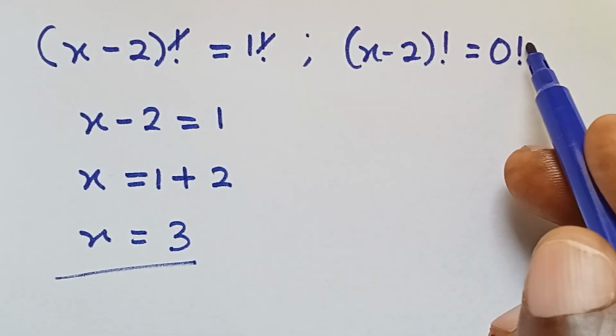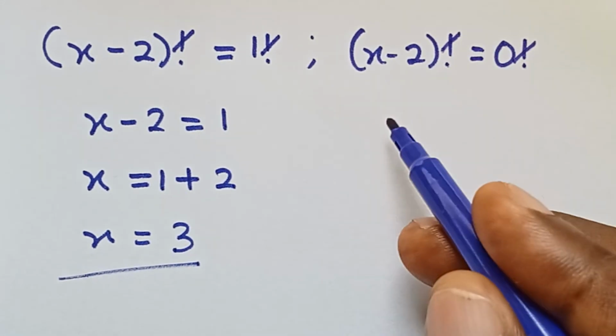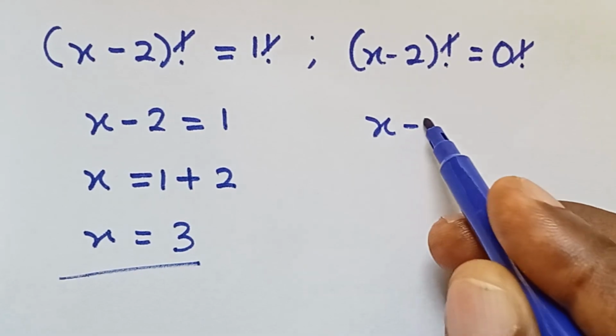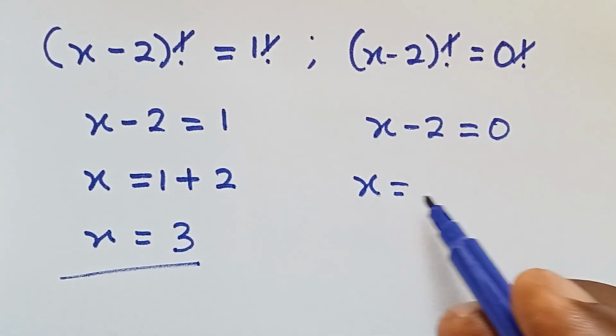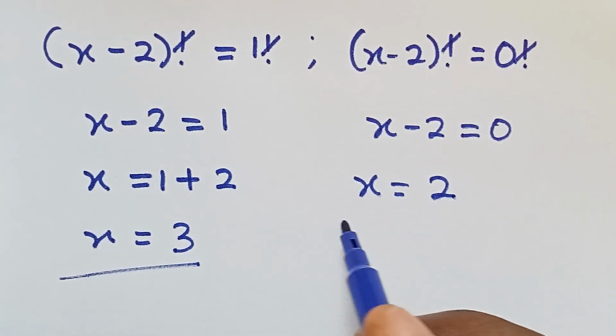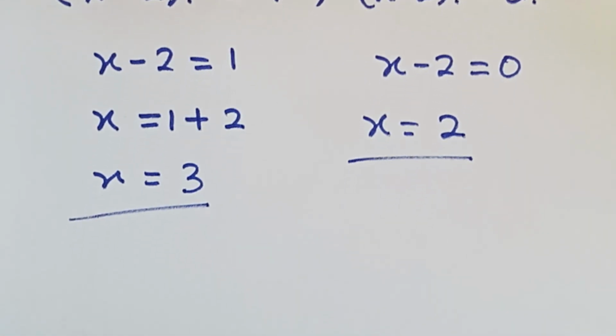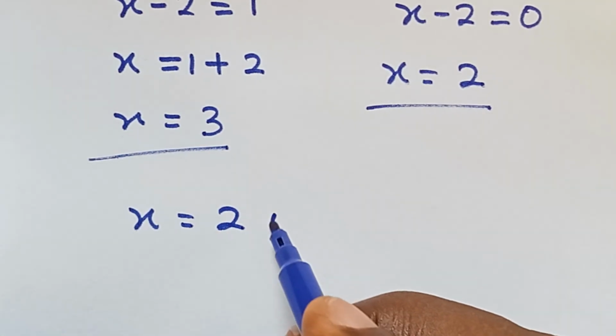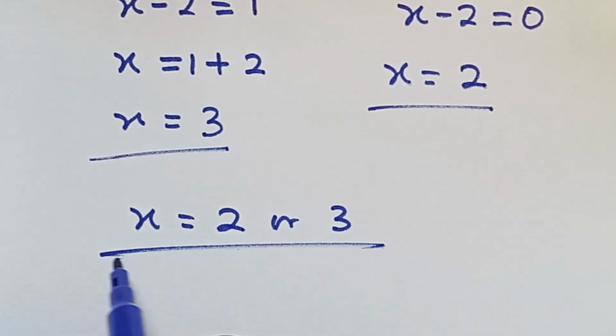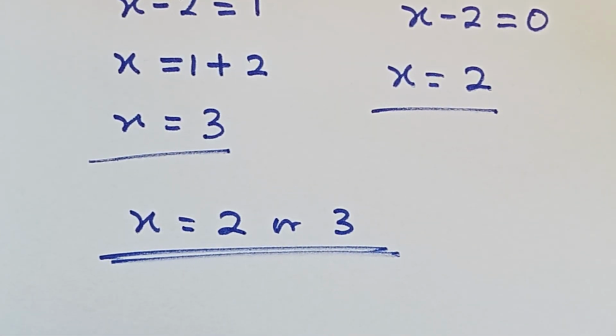Now here, this factorial, we cancel this factorial. So we have x − 2 = 0. Take −2 to the other side, it becomes +2. This is the value of x here. So that means that x is equal to 2 or 3. These are the two solutions of x.